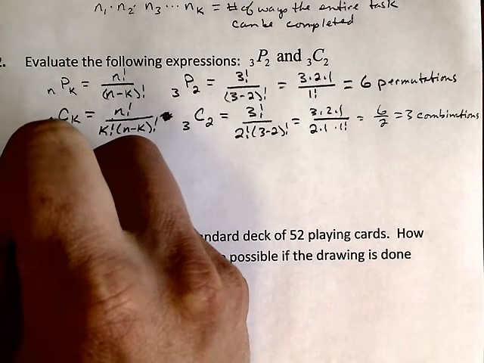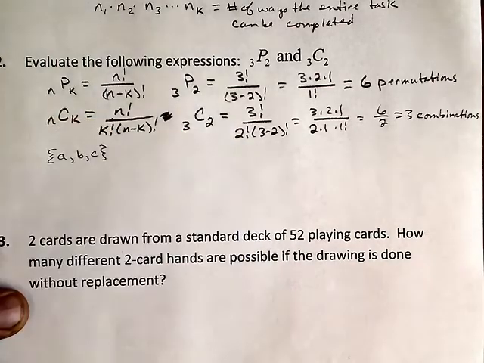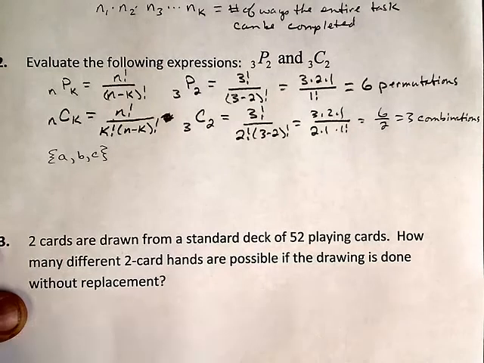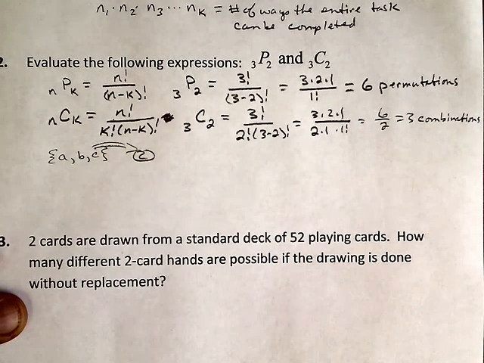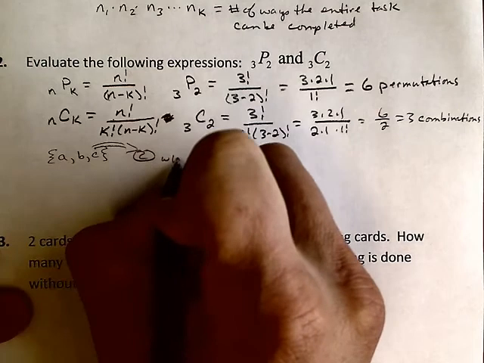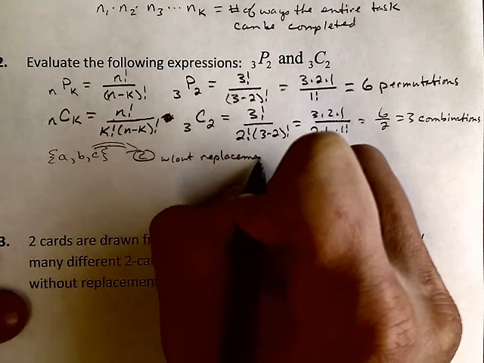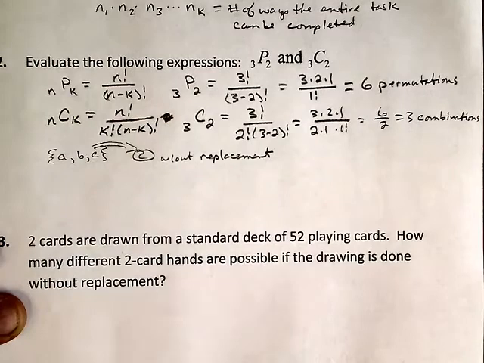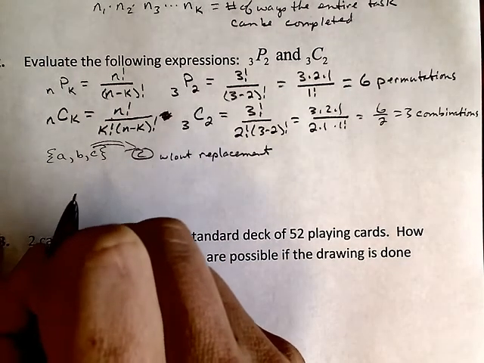Now, let me give you some insight into how this might play out in a particular example. Suppose I have a set of 3 objects that are distinct, A, B, and C. Okay, and I'm going to draw 2 objects out of here without replacement. And I ask myself the question, what are the permutations, what are the combinations, and how many are there of each? Well, the permutations are the ordered arrangements.